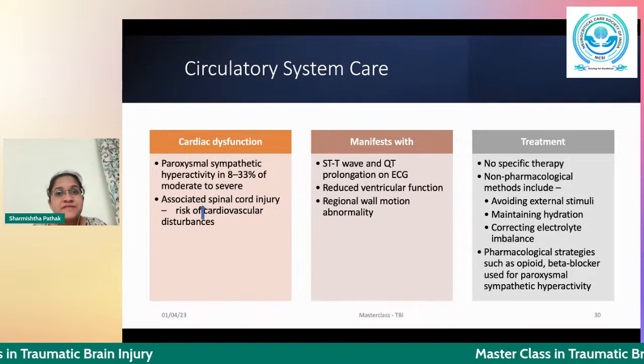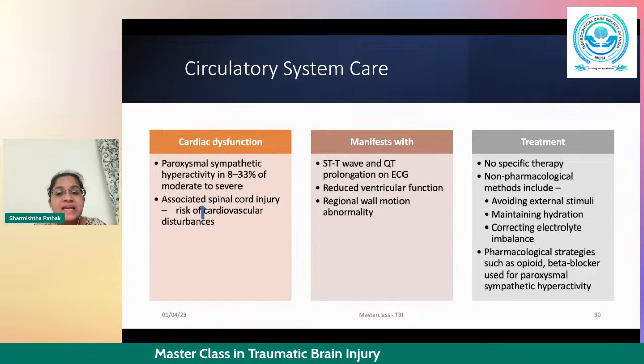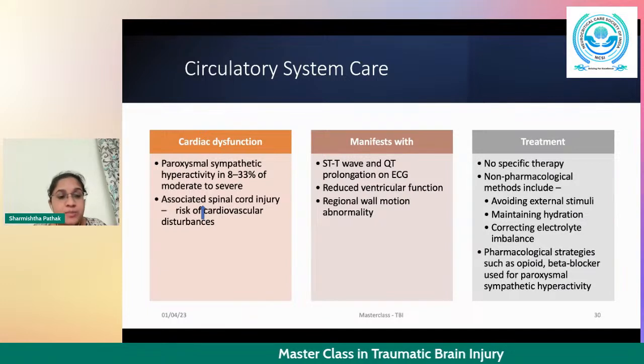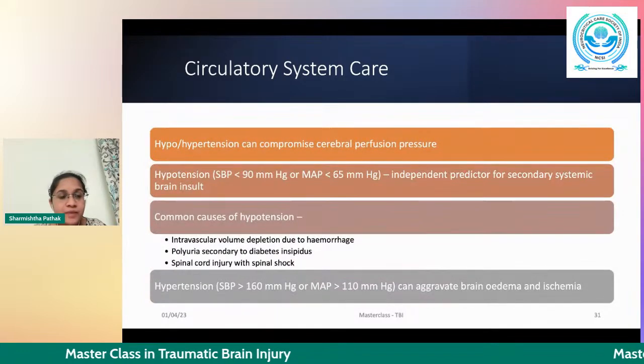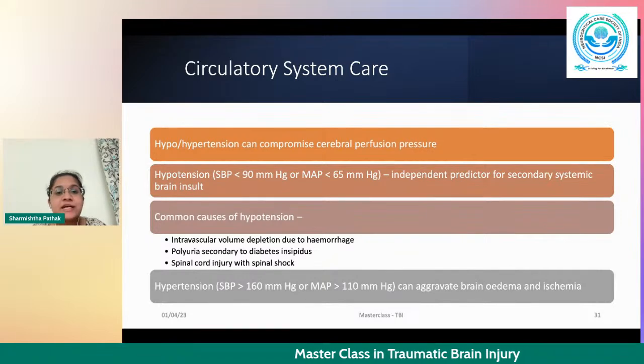Although there is no specific therapy available, non-pharmacological methods like avoiding any external stimuli, maintaining hydration, and correcting electrolyte imbalance can be used. Pharmacological strategies include use of opioids and beta blockers for paroxysmal sympathetic hyperactivity. In all circumstances, incidences of hypo or hypertension should be avoided as they can compromise cerebral perfusion pressure.